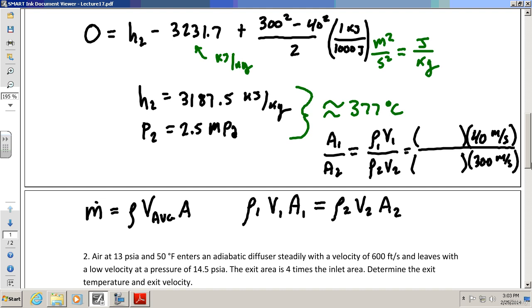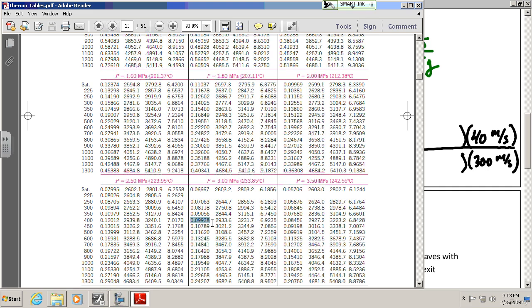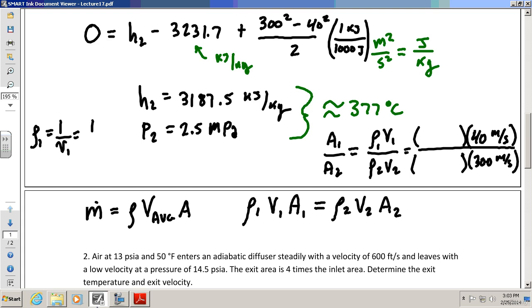Exactly. So all I have to do here is realize that I want rho 1. Rho 1 is the same as 1 over specific volume 1, and I can look that one up on the tables. In fact, I go back to tables here. I think it was 400 degrees Celsius and 3 megapascals, right? So it's 0.09938. So this is 1 divided by 0.09938. Somebody do that real quick on their calculator. What's rho 1? It's a little bit over 10. 10.06, I think it is, something like that. What's 1 divided by 0.09938?